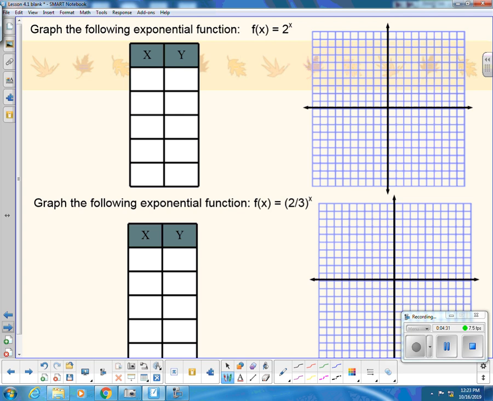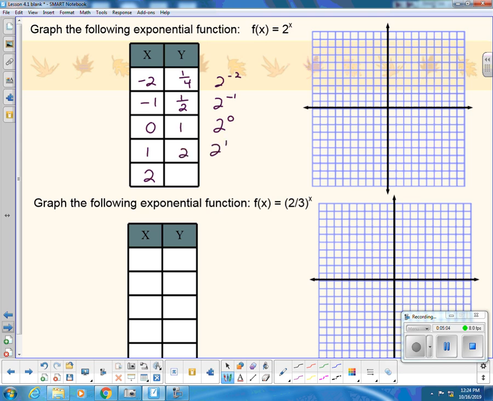Let's just graph one of these because I know you can do this. Let's pick some x values: negative 2, negative 1, 0, 1, and 2. If I have 2 to the negative 2nd power, what would that equal? 1 over 2 to the positive 2nd power, which is 1/4. 2 to the negative 1 power is 1/2. 2 to the 0 is what? 1, right? 2 to the 1 is 2.